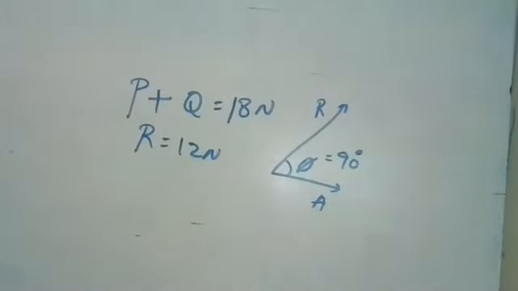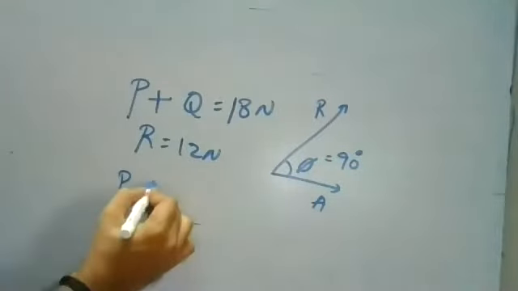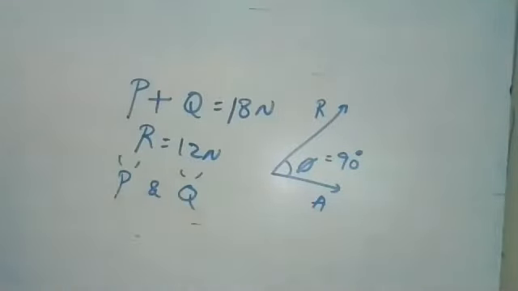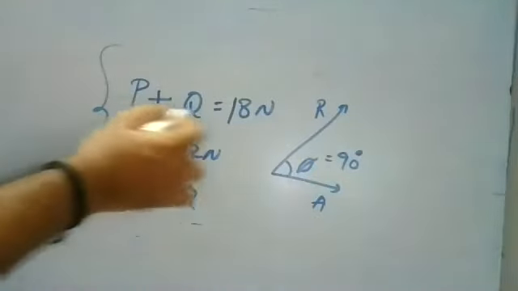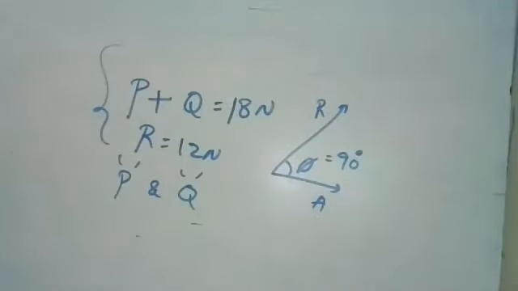Now, phi is given. So what are the magnitudes of the two forces? We need to find P and Q from these relations. Those who know can do it. So these are your relations: phi is 90 degrees, P plus Q is 18, R is 12 newtons. Theta is not given, remember. Those who know, try to find P and Q. Others, try to concentrate here.